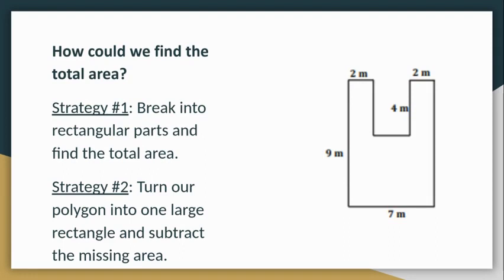A second strategy is to turn our polygon into one large rectangle and subtract the missing area. Here we outline the perimeter of the rectangle in red to turn our compound figure into a rectangle. We can find the area of this rectangle by multiplying length times width. Then we can subtract the area of the rectangle missing from our compound figure to find the total area of our compound polygon.